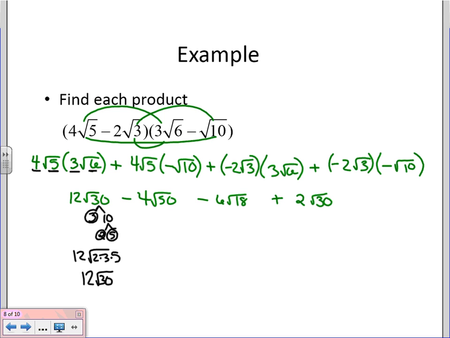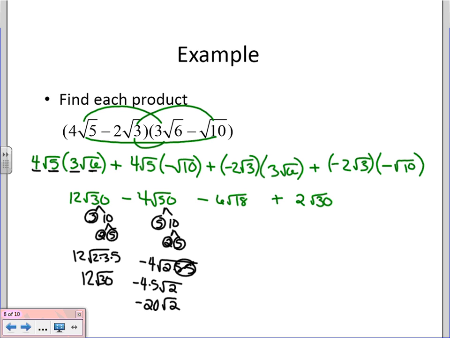And then here we have 50, so we do this as 5 and 10, 2 and 5. And we have negative 4 square root 2 times 5 times 5. We've got one pair. Negative 4 times 5 times square root of 2, which is negative 20 square root 2.